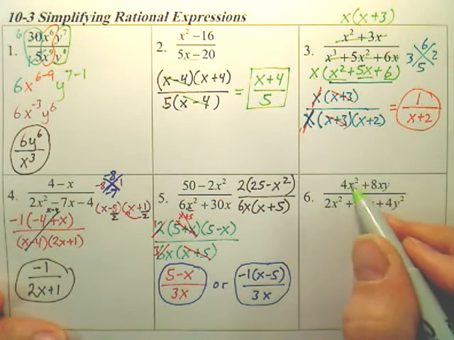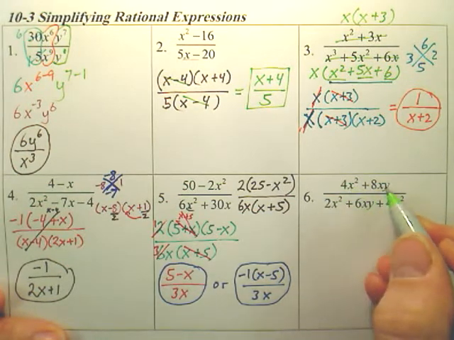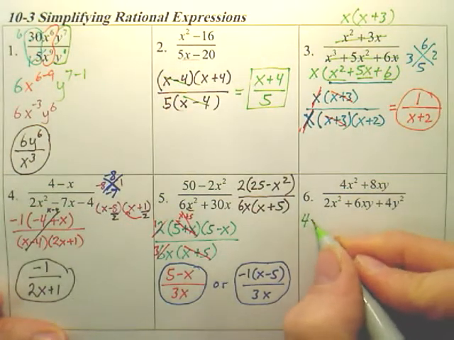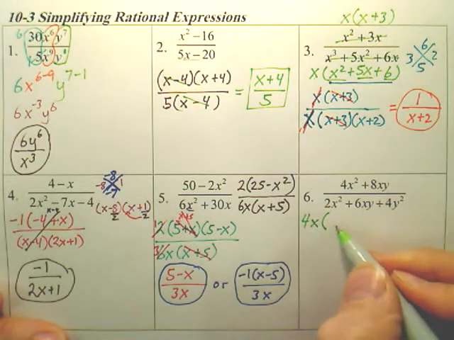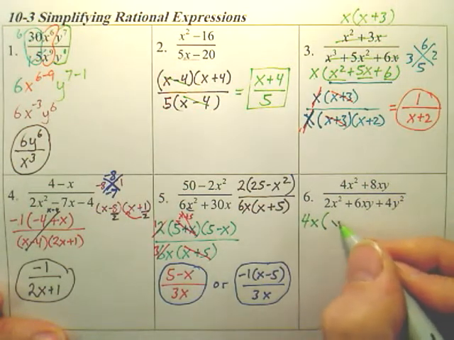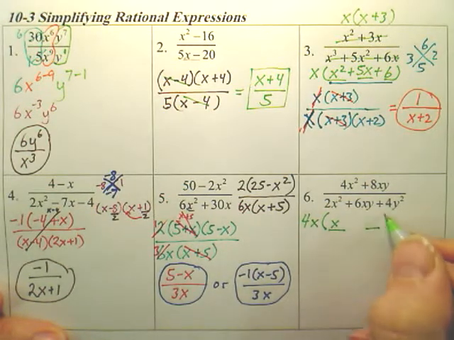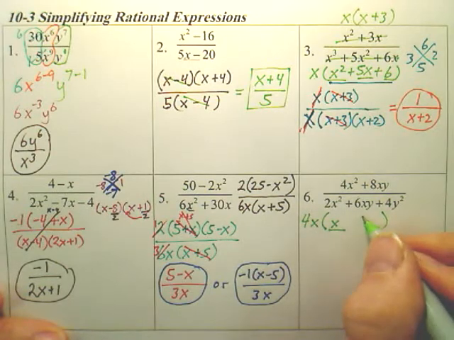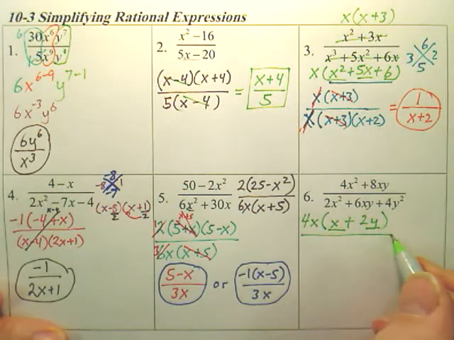If I want to simplify this, I got to factor top and bottom. So I got to factor this top. I'm going to pull out a GCF of let's look like 4x. When I pull 4x out, 4x times what gives you 4x squared? Looks like 4x. And then 4x times what gives you 8xy? That looks like 2y. That's a positive.